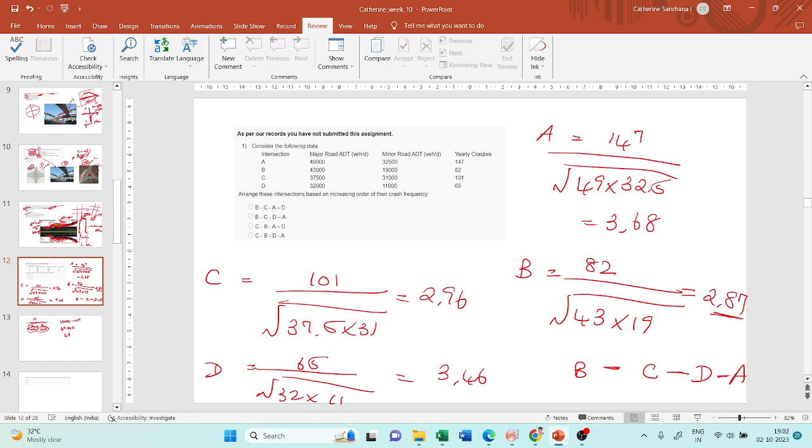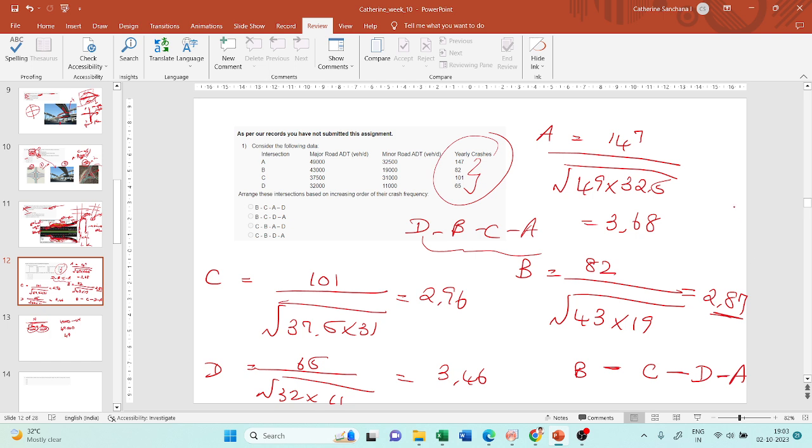See, you cannot simply say based on these yearly crashes. Just by looking at this yearly crashes, the order is D, B, C and A, right? But you cannot give the ranking of the crash frequencies based only on this yearly crashes, because you also have to know the number of vehicles traveling in that intersection, right?